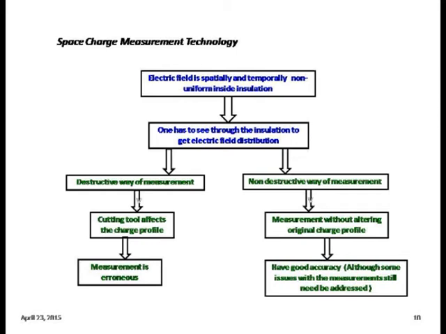So one way is the destructive way: just cut the insulation and use some charged colored powder. For example, for positive charges you use some red color powder, which you ionize so that it attracts to positive charges. For negative charges you use some blue color powder, ionized such that it attracts to negative charge, and spray it on the insulation. It will attract, and from that color you will find the charge.